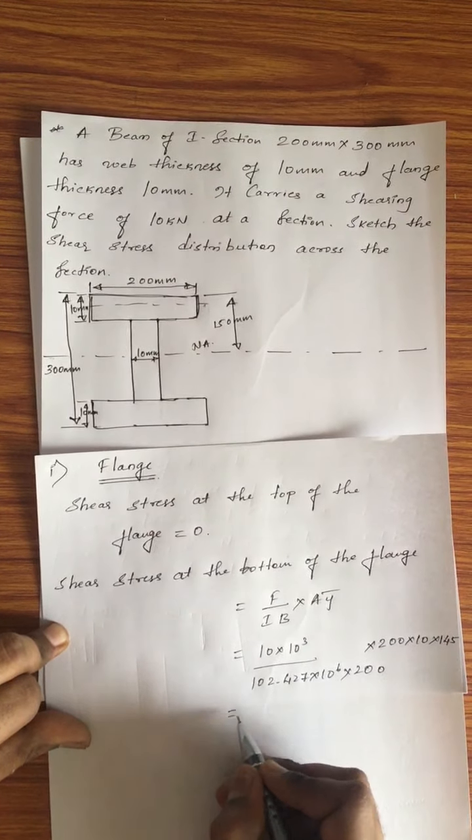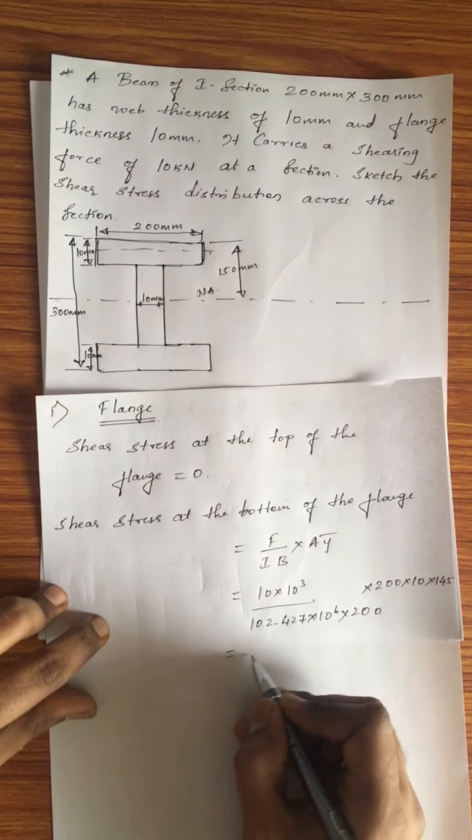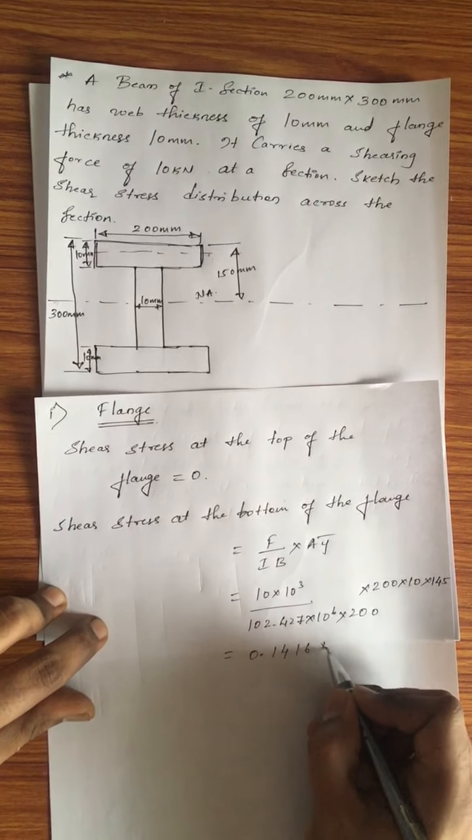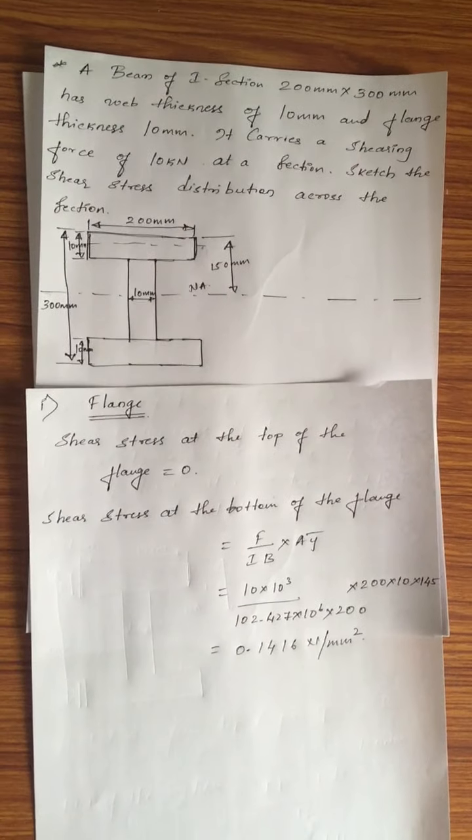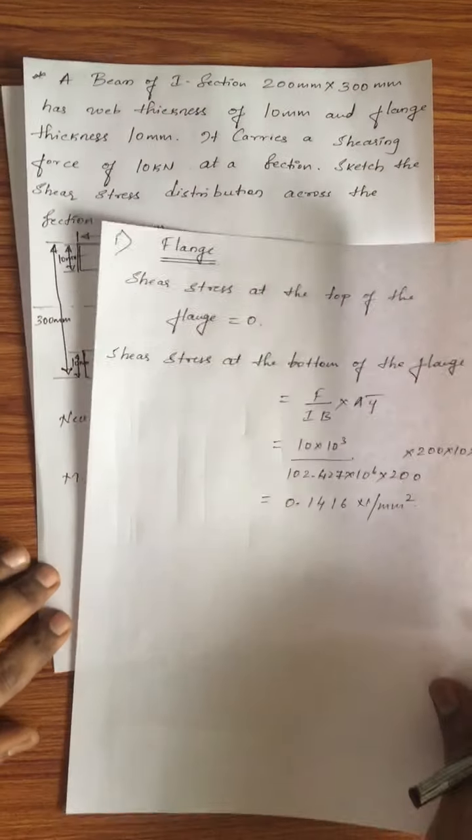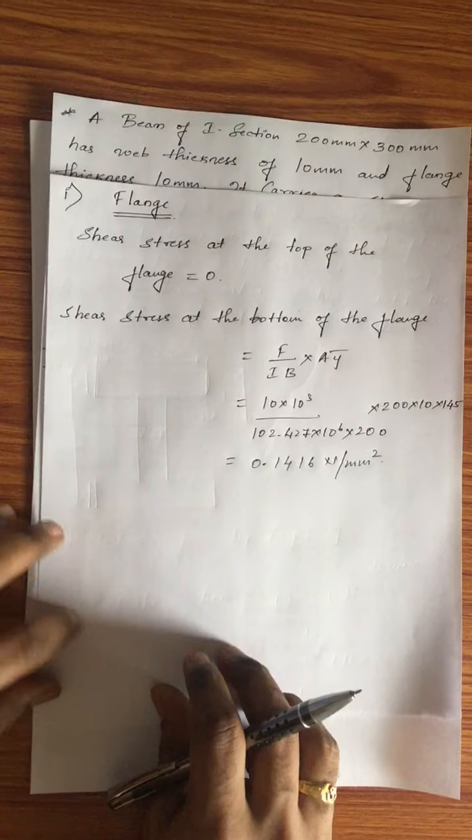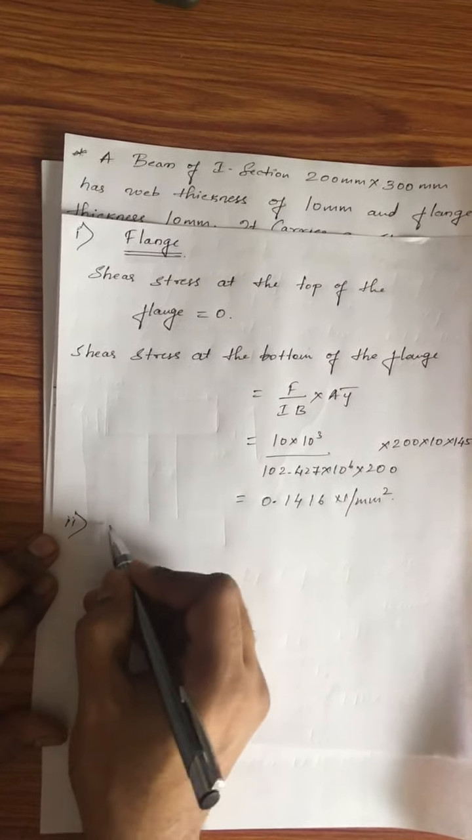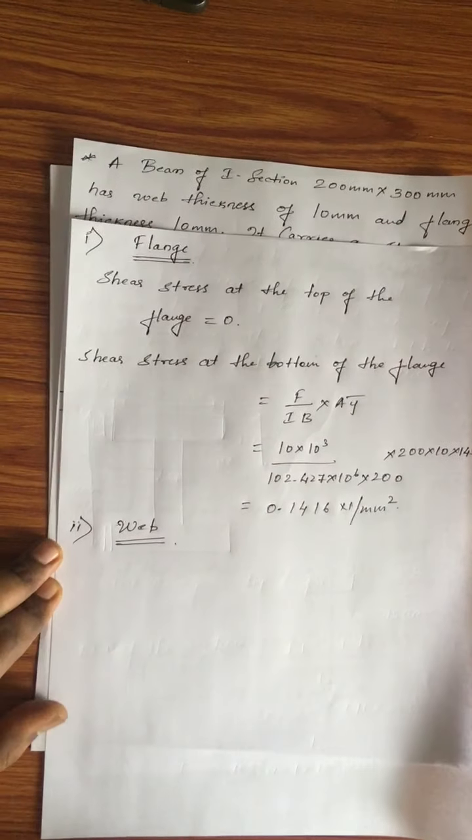So this thing, shear stress at the bottom of the flange, the value will get it as 0.1416 Newton per mm square. This is the shear stress at the bottom of the flange, okay. Now we'll try to find out the shear stress at the web, shear stress distribution in the web. I'll write it down here, in the web, okay.